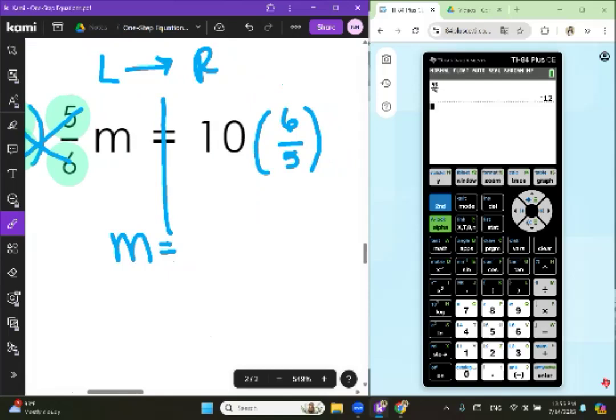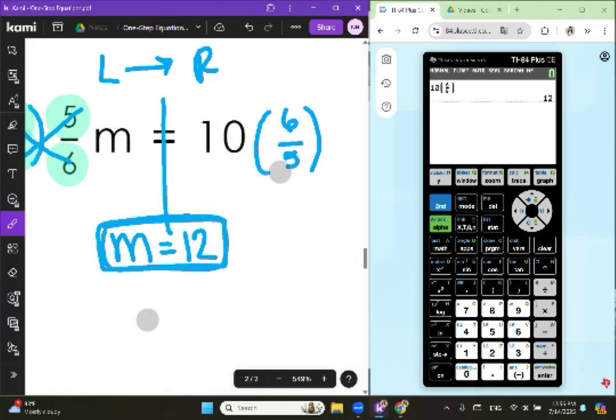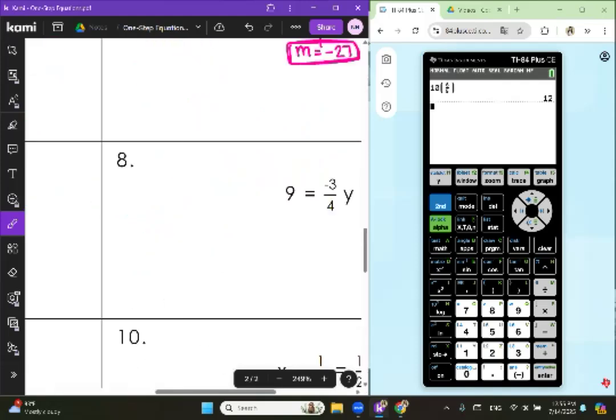Okay, yes, you can work this out in your head, but to avoid mistakes, I suggest you do it in the calculator and type it in correctly. Not like me. 6/5, not 5/6, which gives us 12. Okay. Next one.